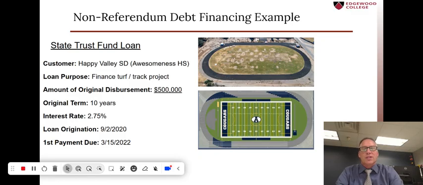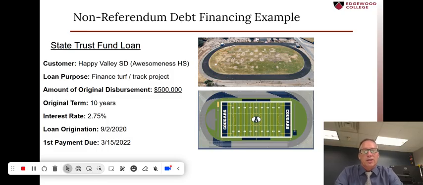So let's just use this example of this project with this turf field, this track improvement. And this is a project that happened at the Happy Valley School District. And this was for Awesomeness High School. And you can see by looking at the track and the football field, soccer field on the top picture, it's not so awesome, and everybody in Happy Valley is really not very happy.